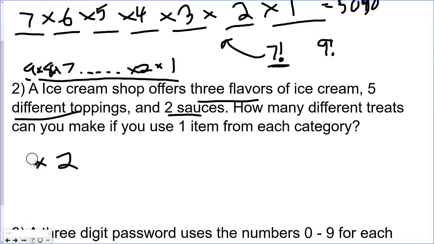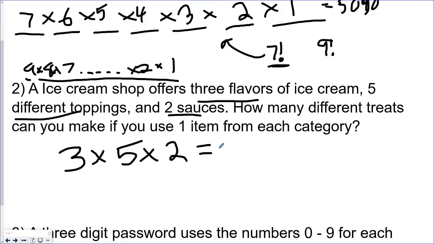It doesn't have to be in order, but I'm just going to do it just to make sure it's consistent. So 3 ice cream flavors you choose first. Then you choose one of 5 toppings. Then you choose one of 2 sauces. What's that going to make? Well, 3 times 5 times 2 is going to be 30. So there's 30 different possible combinations of desserts here that you can make from this list. Again, category 1 times category 2 times category 3.